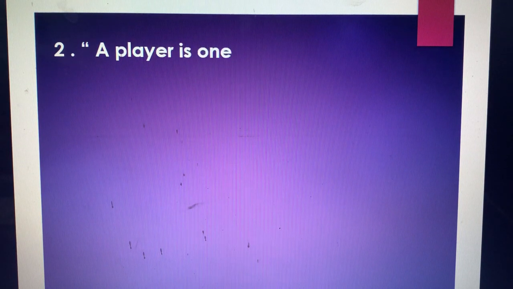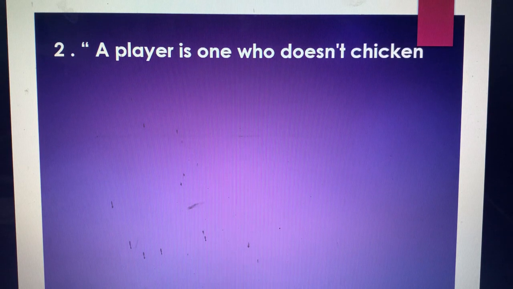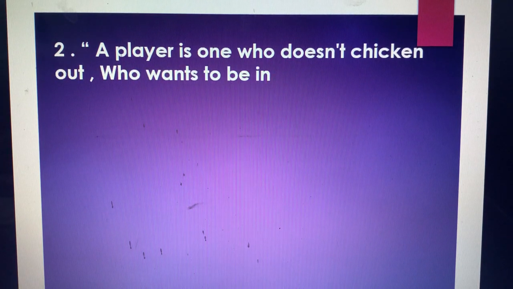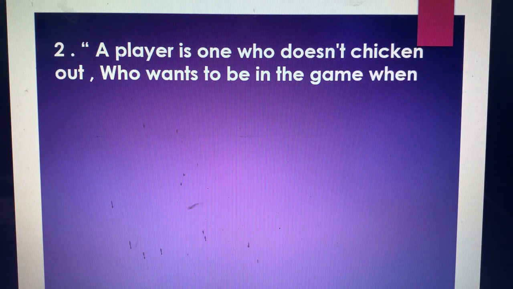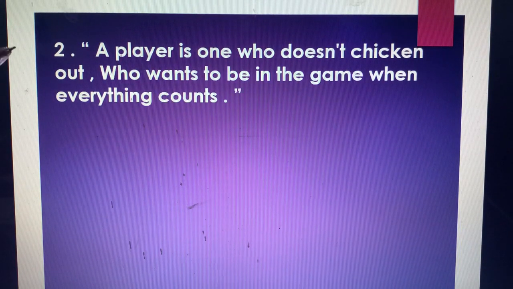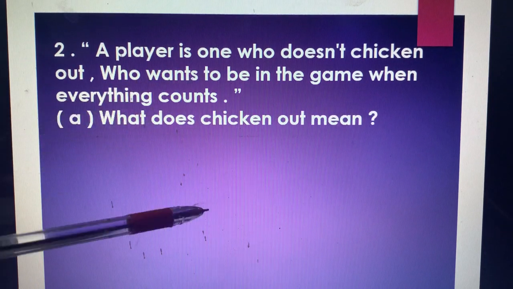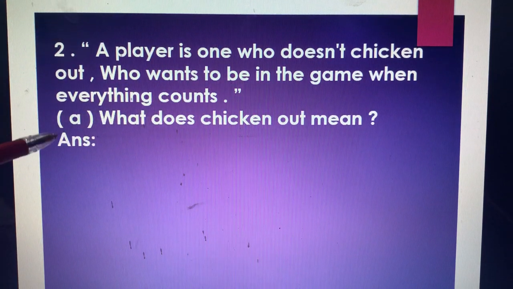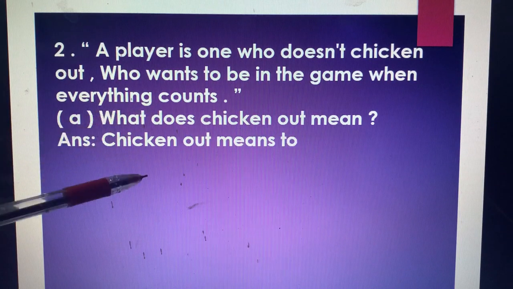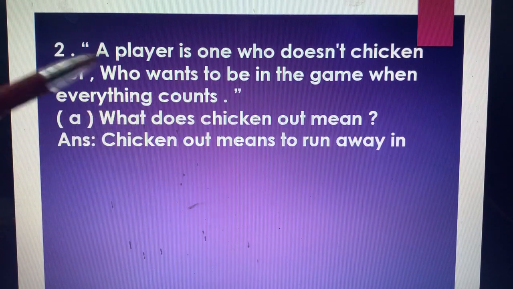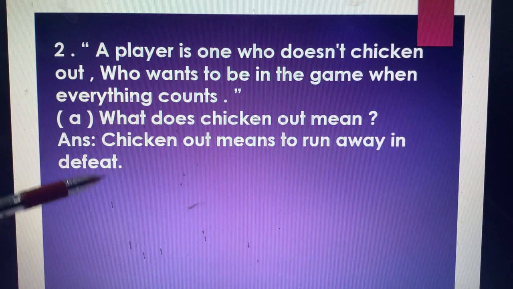Let us check the next line. So the next line is, a player is one who does not chicken out, who wants to be in the game when everything counts. This is the line. So the first question based on this line is, what does chicken out mean? I explained it in the poem also. The answer is, chicken out means to run away in defeat.